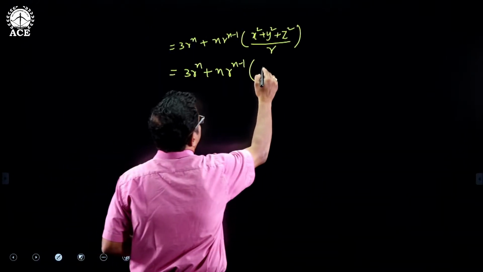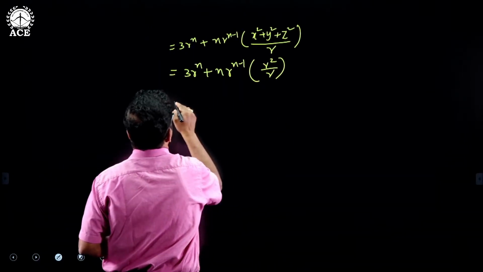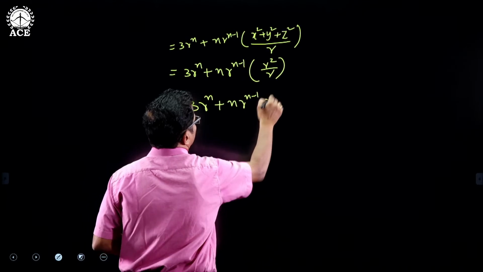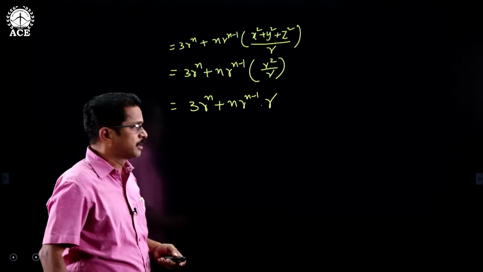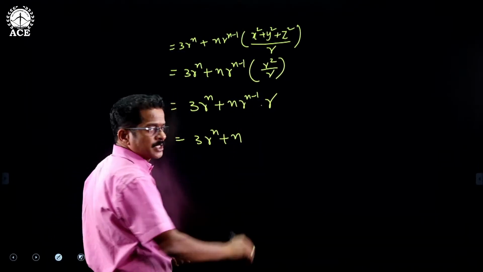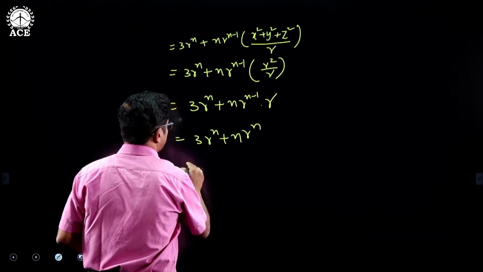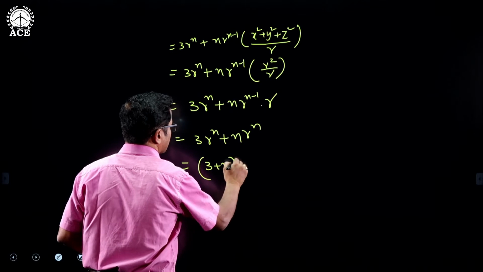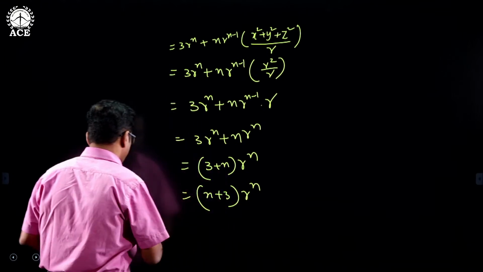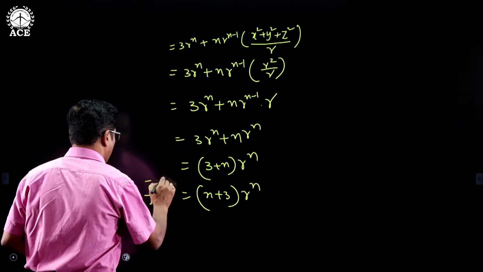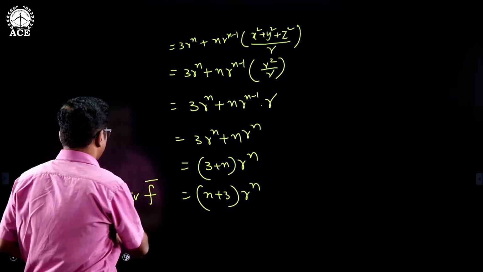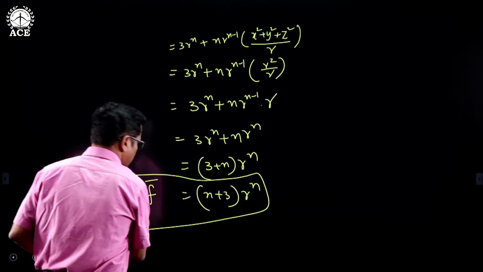So we write this as r square by r, which is equals to 3 into r power n plus n into r power n minus 1 into r. r square by r is r. So which is equals to 3 into r power n plus n into r power n minus 1 into r is going to be r power n. So which is equals to n plus 3 into r power n. This is divergence of f bar. Okay, divergence of f bar I evaluated.